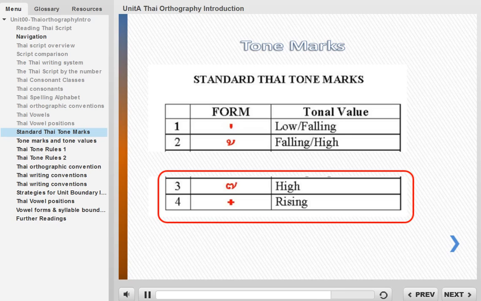Their use is limited to syllables with initial mid-class consonants. Each has a fixed tonal value. Syllables with tone mark 3 always have high tone, and syllables with tone mark 4 always have rising tone. These additional tone marks are thought to have been developed in order to write sound imitation words and borrowed words from other dialects or foreign languages, such as Chinese.